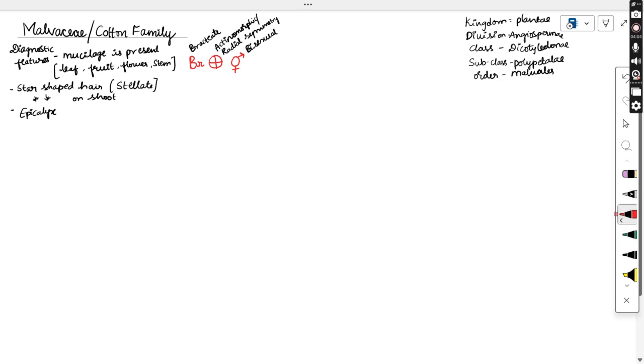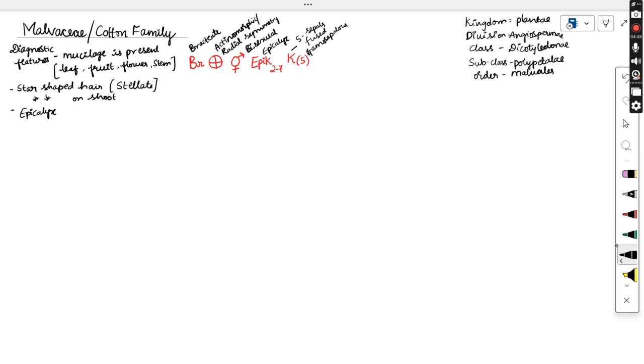The outermost whorl is the epicalyx. We represent it with EPI, or you can write EPIK also, for epicalyx. Either 2 to 7 epicalyx members are present. This is the special feature of the Malvaceae family: epicalyx 2 to 7 in number. Coming to the calyx, the total sepals in a calyx are 5 and all are in fused condition. So it contains 5 sepals in fused condition, which we call gamosepalous. Gamo means fused.